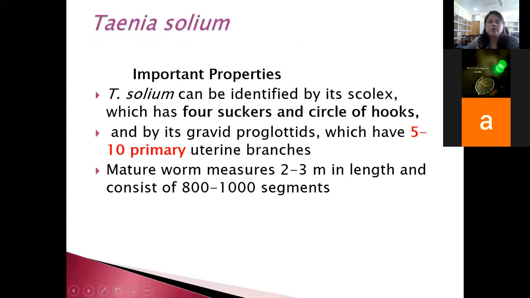The most important properties of the Taenia solium are that it can be identified by its scolex, which has 4 suckers and a circle of hooks, and by its gravid proglottids, which have 5-10 primary uterine branches. The mature worm measures 2 to 3 meters in length, and consists of 800 to 1,000 segments.